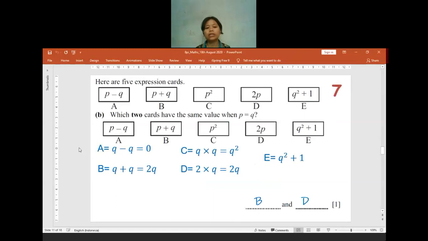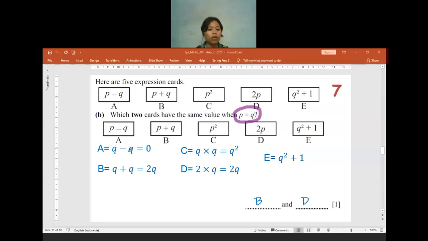Okay, for question 7b, same, we are going to use those 5 cards. But now we have a different case here. Now the case is which cards have the same value when P is equal to Q. So here, I will just replace all the P with Q, because P is equal to Q. So in the end, all of the expressions will have the letter Q, so it will be easier for me to compare which cards have the same expression.